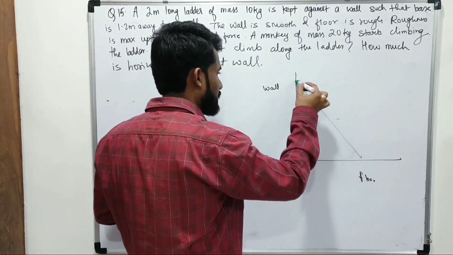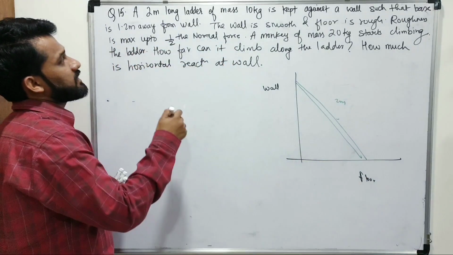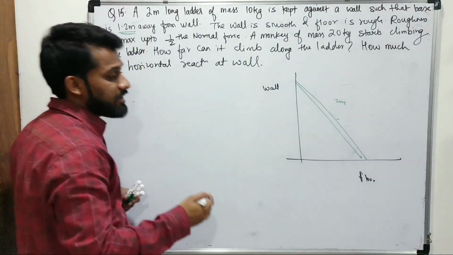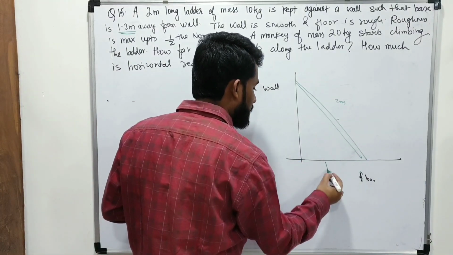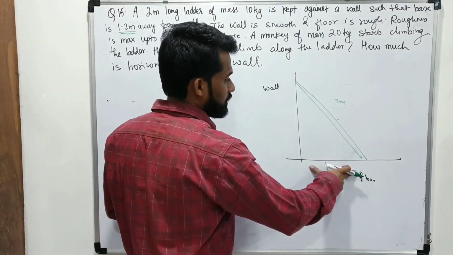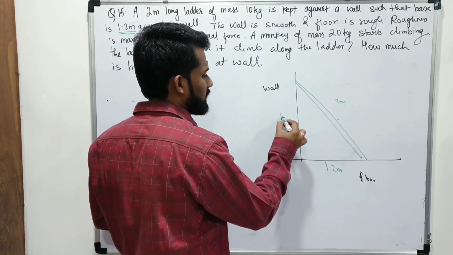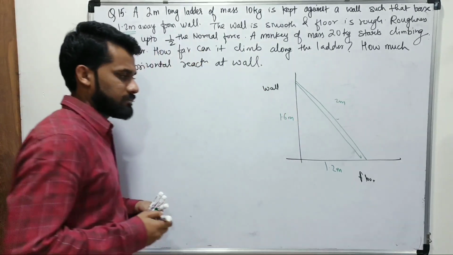The ladder's length is 2 meters. The ladder is placed in such a way that it is 1.2 meters away from the wall. So if this is 1.2 and this is 2, by Pythagoras theorem you can calculate this. You will get the answer as 1.6 meters.